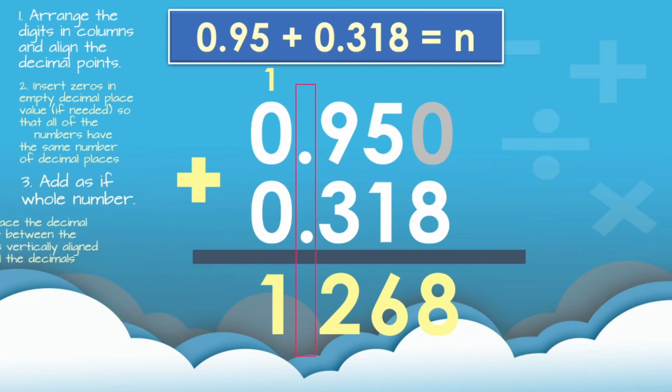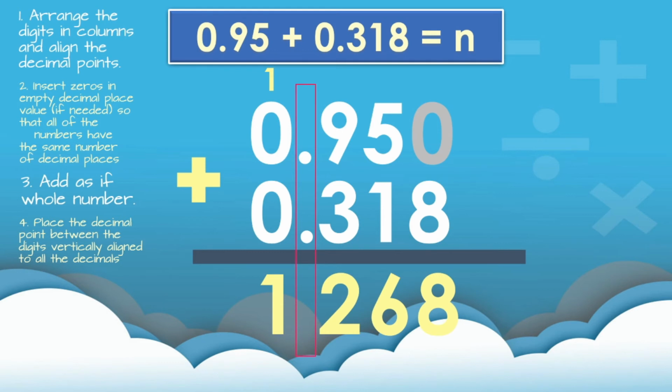And again, place the decimal point between the digits vertically aligned to all the decimals. So, lagay lang natin siya naka-align. Kung saan yung mga decimal point, i-align lang natin, ibababa lang din siya. So, our answer is 1.268. Always remember na wag mong kakalimutan ang paglagay ng decimal point kasi pag wala yung decimal point, our answer will be 1,268 which is different from the real answer.